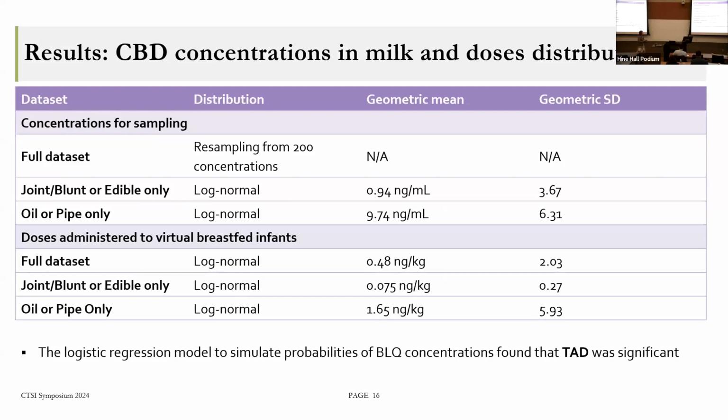And then looking at the doses, which are in the 3 rows below, which showed some distributions that were simulated using the concentrations and the milk volumes that were randomly selected for these infants based on their age. One note there is that, again, the BLQ concentrations were simulated with time after dose being significant.